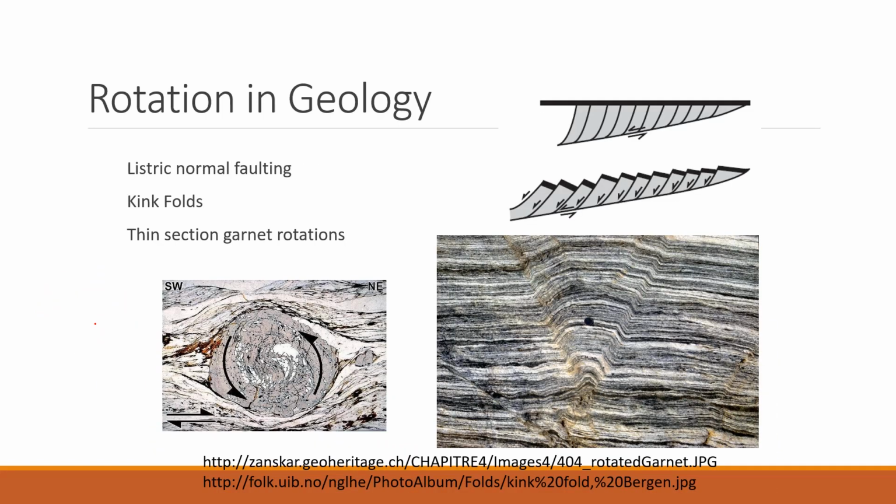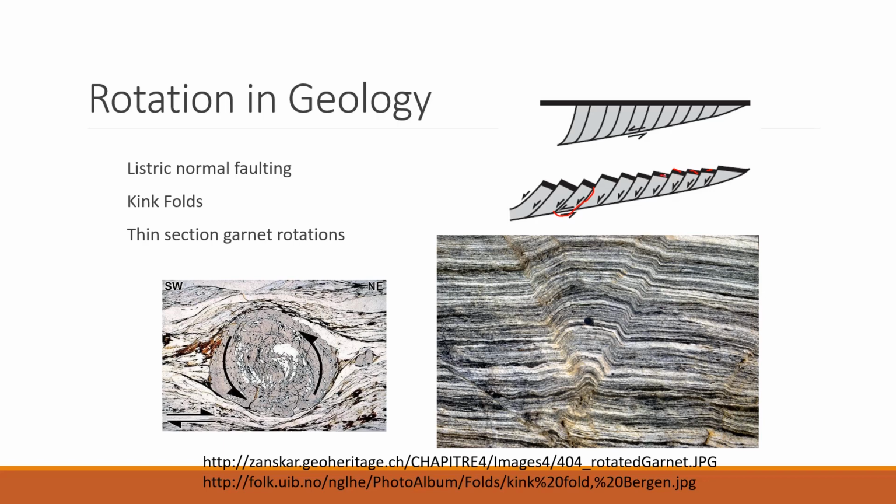We can also have rotation on the smaller scale. On a big scale, examples would be things like listric faulting. This is a type of normal fault where we actually have a spin at the bottom, so it will kind of be scoop shaped, shovel shaped. And so we get rotation of that, and each of these individual beds at the top will be rotated compared to each other.